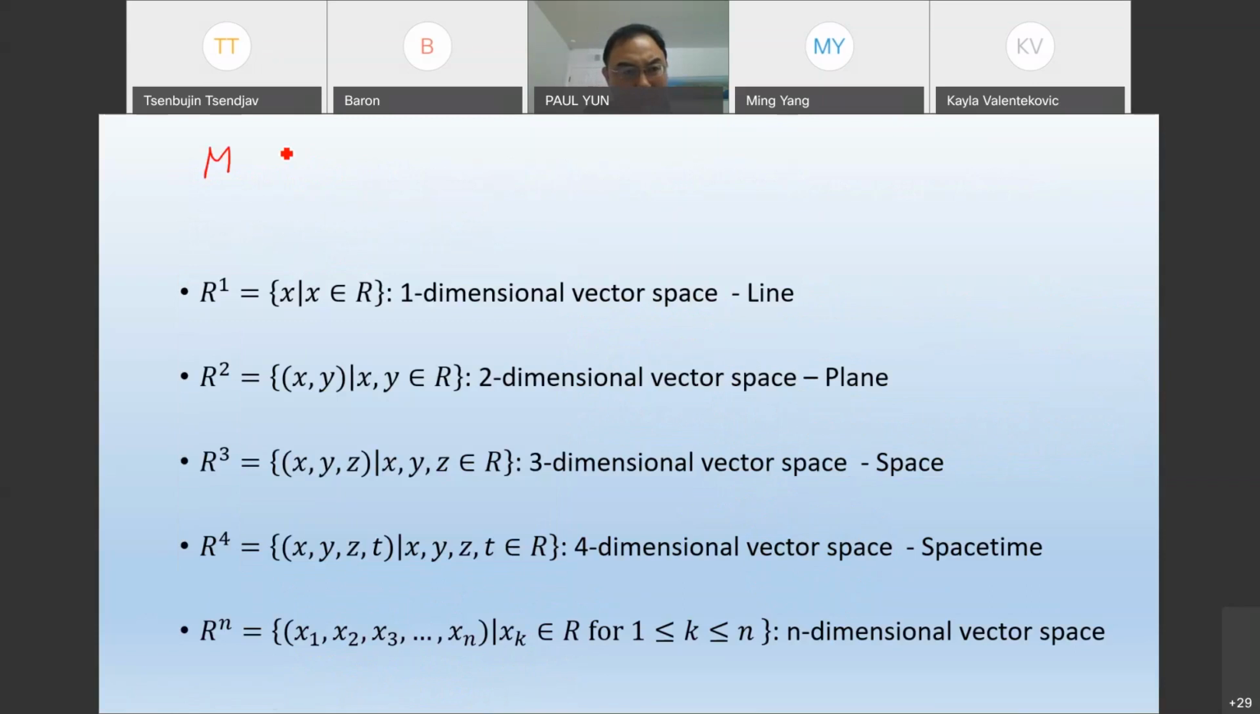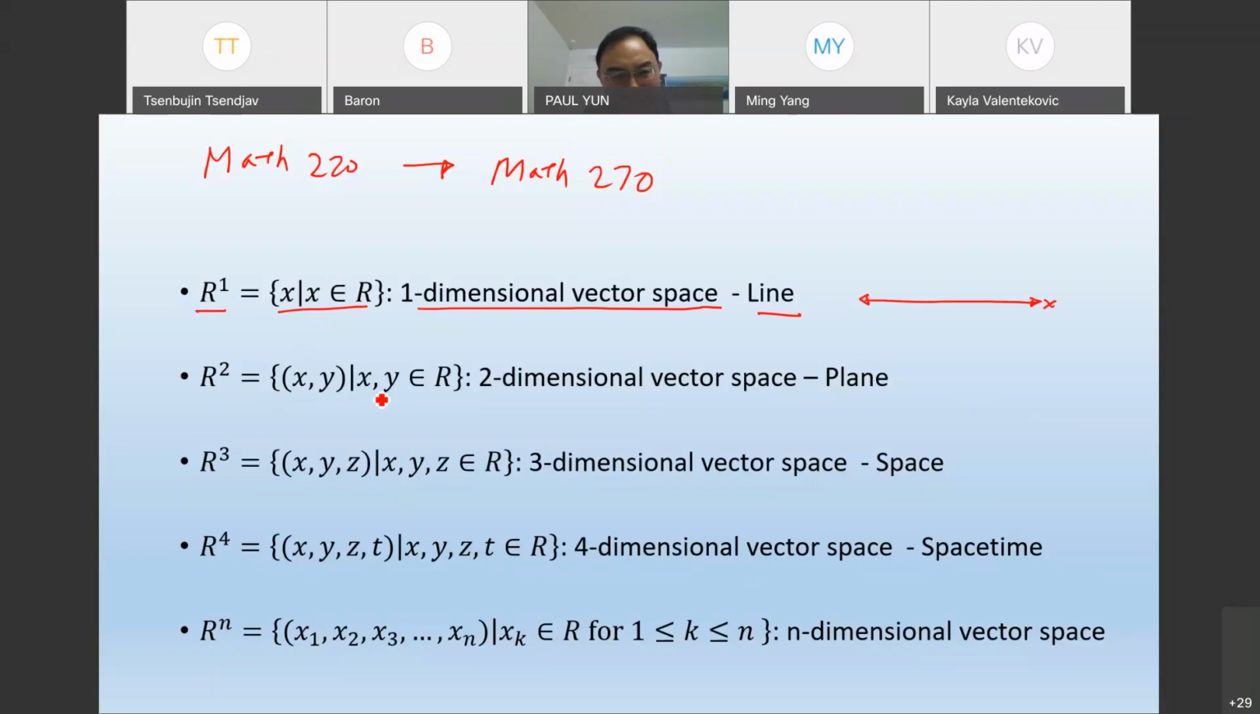Next semester, in Math 220, you're going to talk about this more in higher dimensions. So when you say R1, it really means a line, right? How about R2? It's a pair of real numbers, we call vectors. We call this 1D, and this 2D. 2D is what? A plane, isn't it? Yes, it's a plane, 2D.